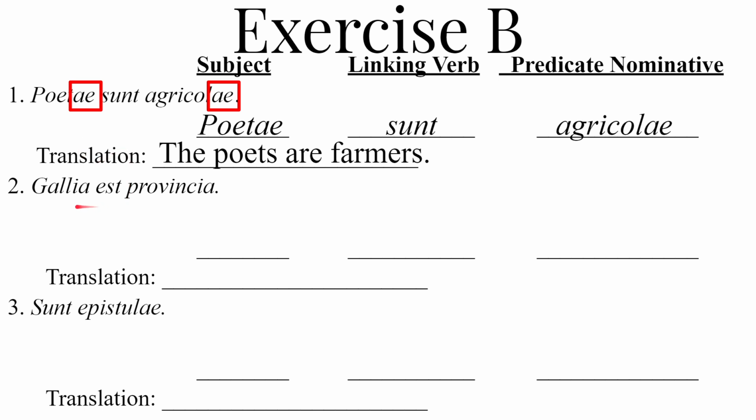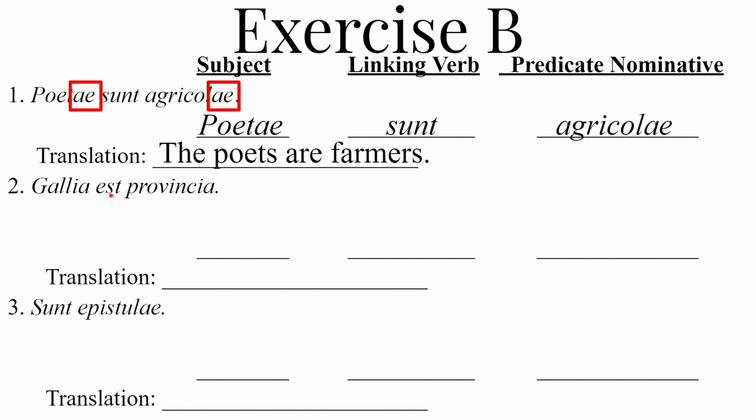Sentence 2. Gallia est provincia. Okay, so let's see. Our Gallia, with the a ending. Nominative singular. The reason for nominative is the subject. So go ahead and write Gallia right here in the subject blank.